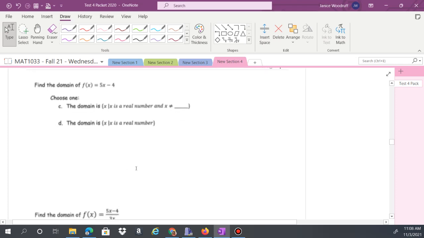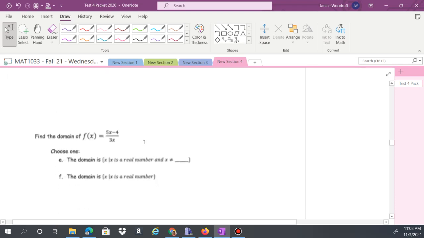For example, this one. So I have f of x equals 5x minus 4. There's no denominator. The denominator here is 1, which means the domain is this example where x is a real number, because there is no denominator. There's no x values in the denominator, so that is fine.